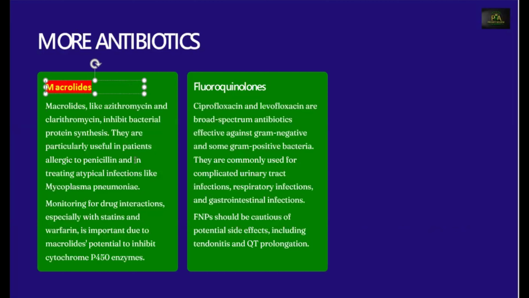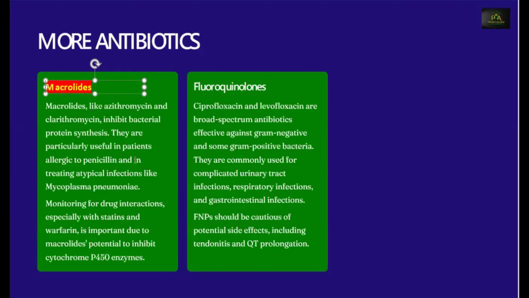You also need to know about macrolide. So under the macrolide, you need to know the macrolide. Examples of those macrolides are azithromycin, clarithromycin, and like I said, it's very high yield in the exam.